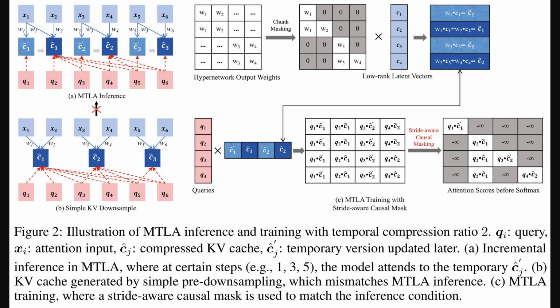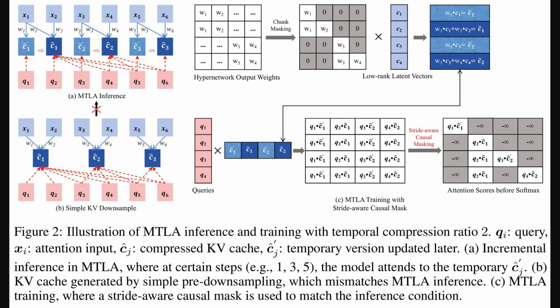Okay, so this next figure dives deeper into the nuts and bolts of multi-head temporal latent attention, showing both the inference and training stages. Part A details inference, where attention inputs are processed incrementally, and the model attends to a temporary compressed key value cache that's dynamically updated. Part B just highlights that a simple key value downsampling approach would mismatch this process.